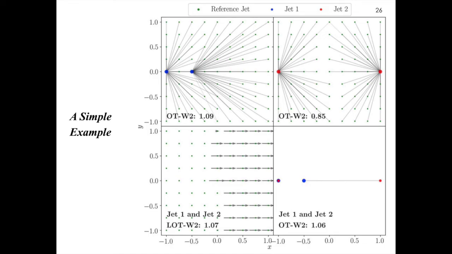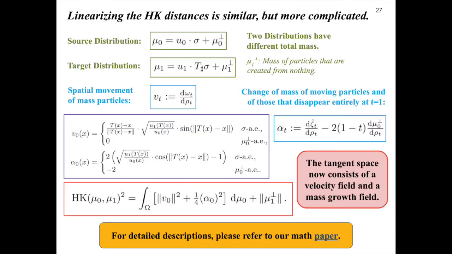Okay, nice. So the above linearization is for the W2 distance. To linearize the HK distances, the ideas are basically the same, but the math is more involved. The tangent space now consists not only of a vector field V, but also a mass growth field alpha. If you are so mathematically inclined, please read our second paper for more details. And I will send the slides to Flip later.